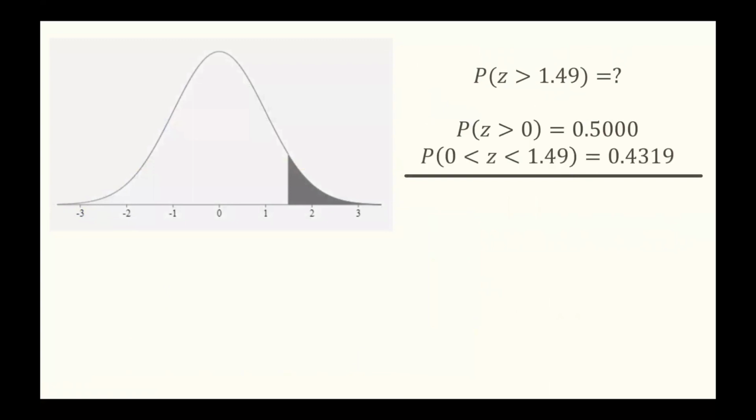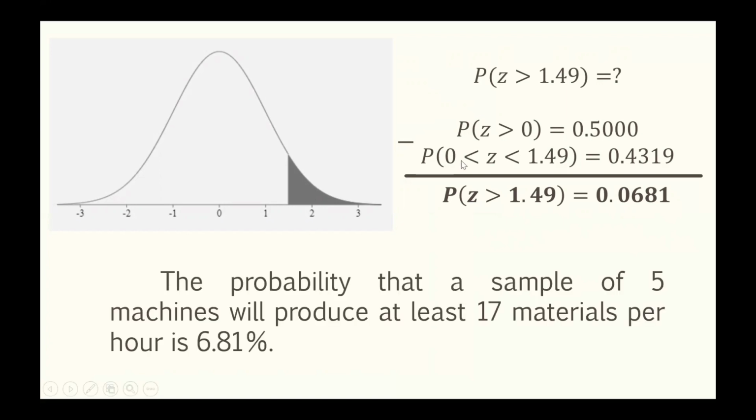So here, to get the probability of z greater than 1.49, the half of a normal curve is 0.5. Since na yung shaded region ay nasa kalahati lang naman, nasa kalahating part ng normal curve, so we will be using 0.5. Yung area na nakuha natin from 0 to 1.49, yan yung ibabawas dun sa 0.5 para makuha natin itong shaded region. So, yung ginamit natin ditong operation ay subtraction. Meaning, yung probability ng Z greater than 1.49 or yung shaded region ay equal sa 0.0681. Therefore, the probability that a sample of 5 machines will produce at least 17 materials per hour is 6.81%.